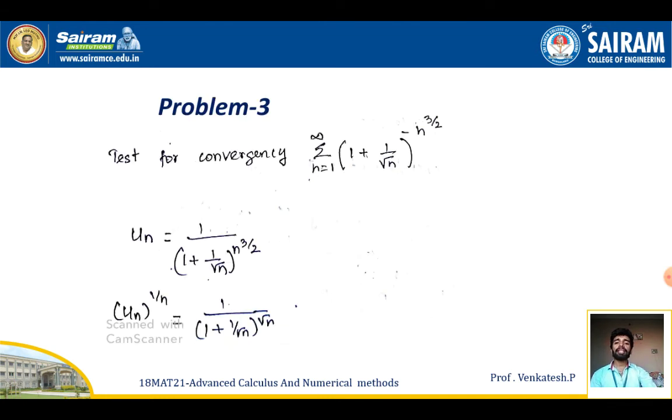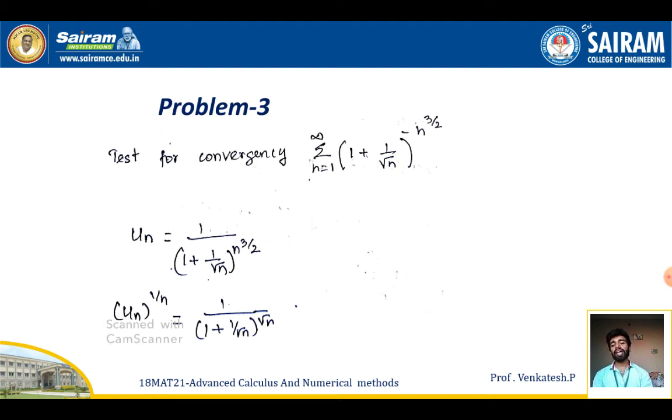So we'll see one more example related to the Cauchy's root test. Test for convergence of summation n from 1 to infinity (1 + 1/√n)^(-n^(3/2)). Here also the function is expressed in terms of powers of n, so we can apply the Cauchy's root test here also. Take the function first: u_n = 1/(1 + 1/√n)^(n^(3/2)). Since the power is negative, I am shifting the function to the denominator.